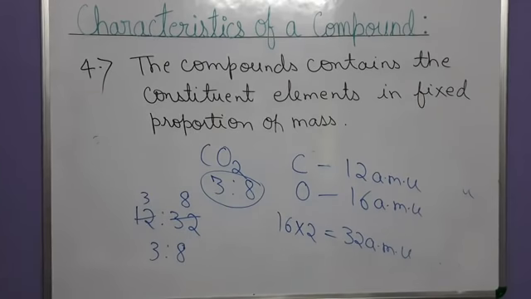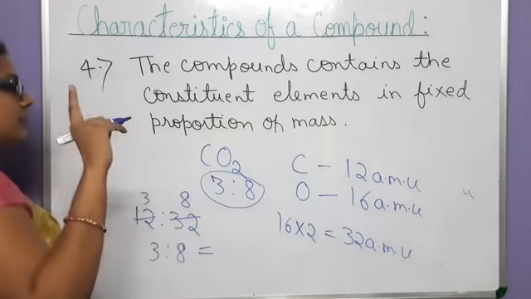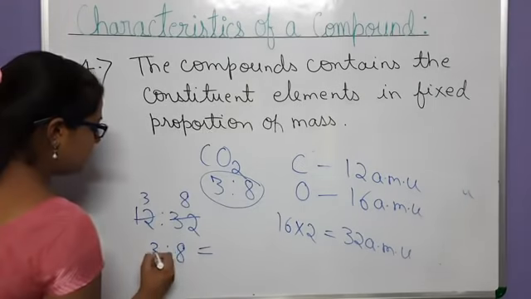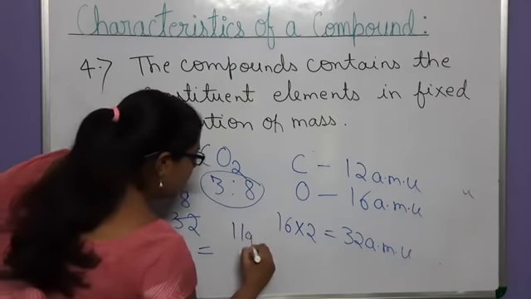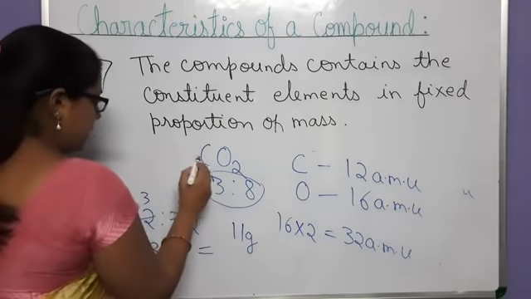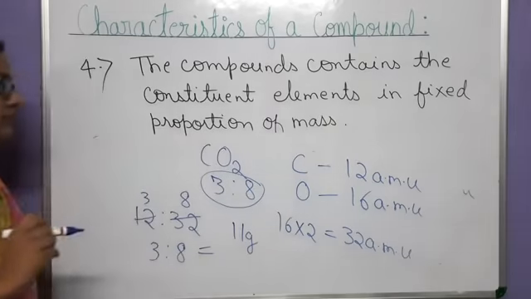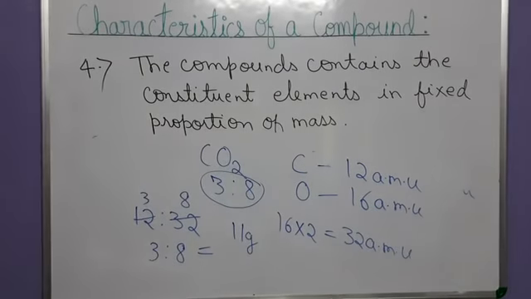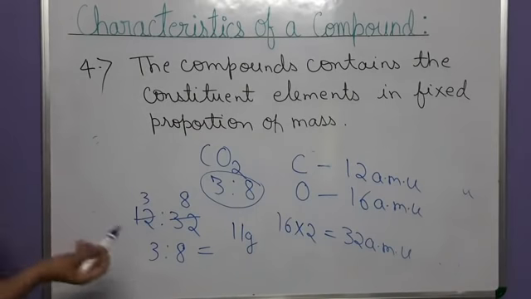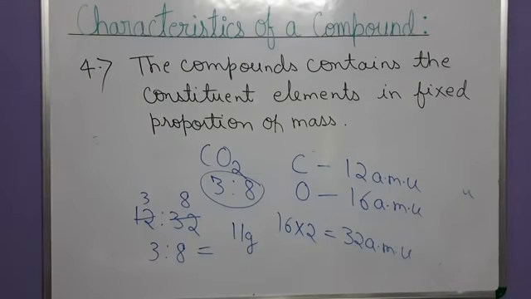So what conclusion can we say? If 3 grams plus 8 grams, how many grams? 11. For forming 11 grams of carbon dioxide, we need 3 grams of carbon and 8 grams of oxygen. Thus every 11 grams of carbon dioxide will contain 3 grams of carbon and 8 grams of oxygen.